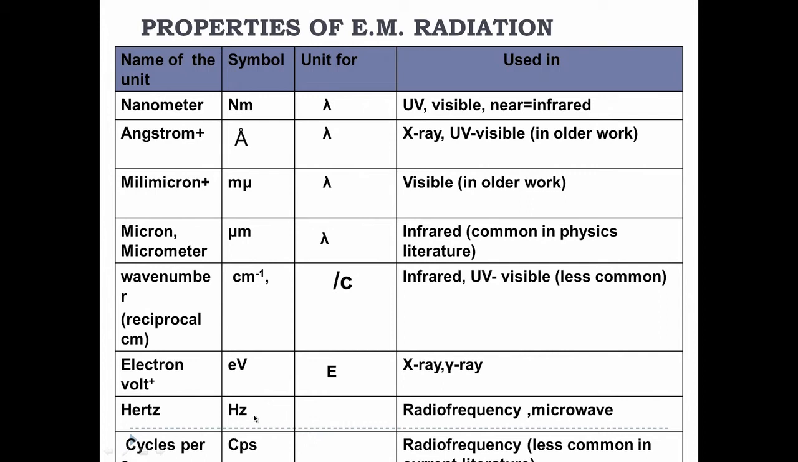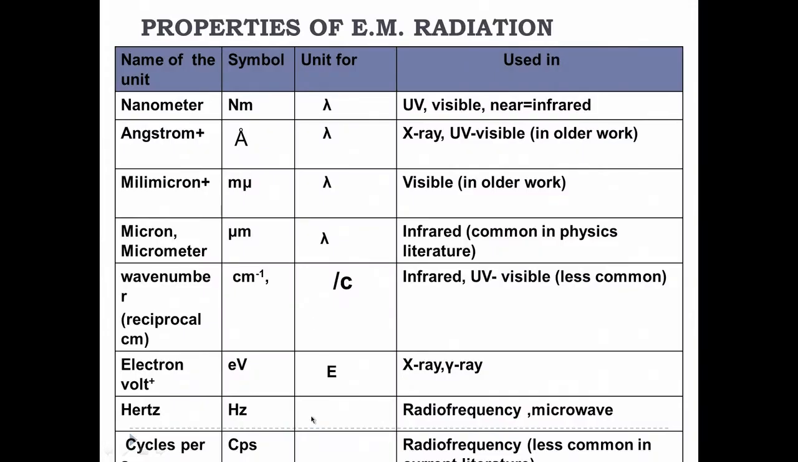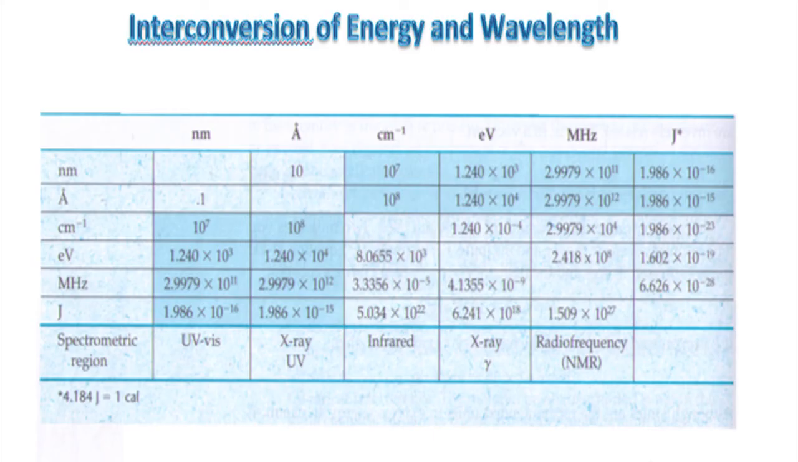If you listen to FM radio, you would hear quite often that you are listening to Radio Mirchi at 97.1 megahertz, kilohertz, etc. Those are the units in which things are represented. And then cycles per second is also essentially the same, but that is in the radio frequency range. Nowadays it is rarely used, CPS.